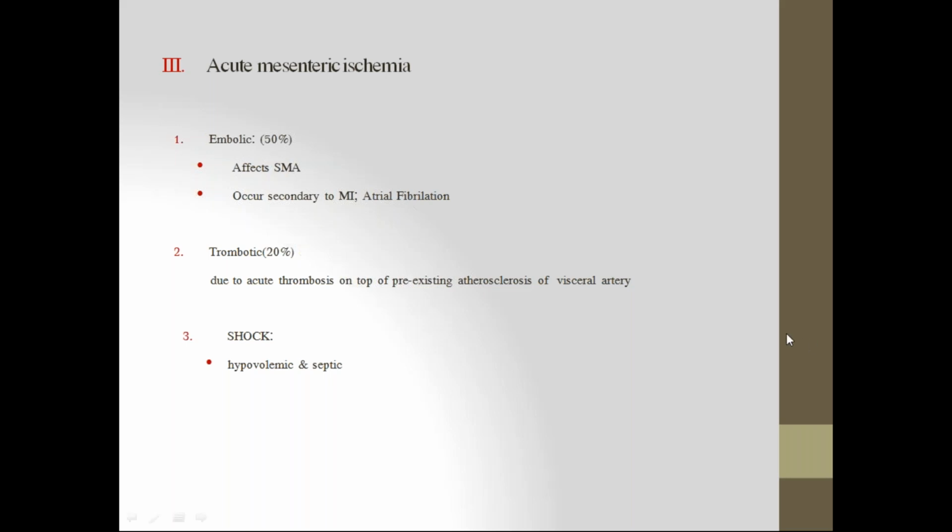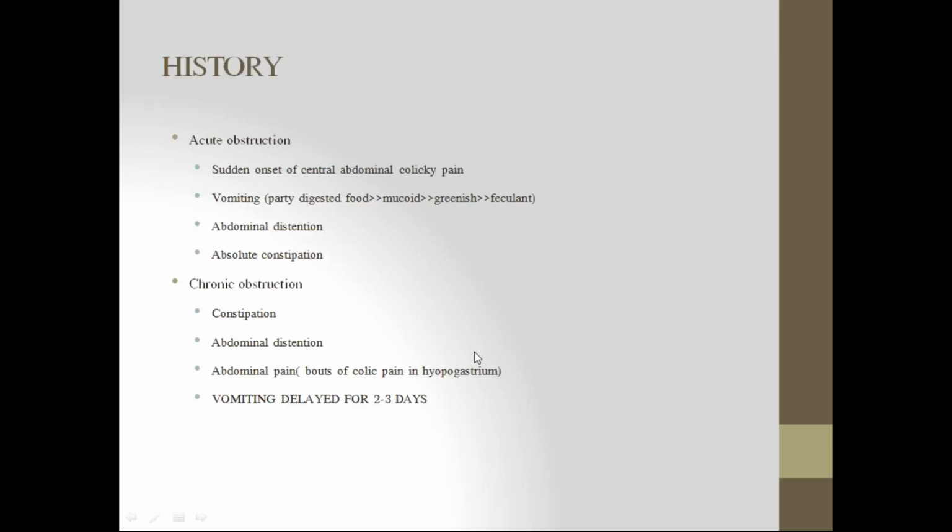And in conditions of shock like hypovolemic and septic, there is one more condition known as non-occlusive mesenteric ischemia. Now, coming to the pathophysiology and presentation of intestinal obstruction. In acute obstruction, there will be sudden and severe central colicky abdominal pain. Colicky means the pain reaches a threshold, reaches a peak, and in between there will be a normal period, and later it repeats. This pattern of pain is known as colicky pain.